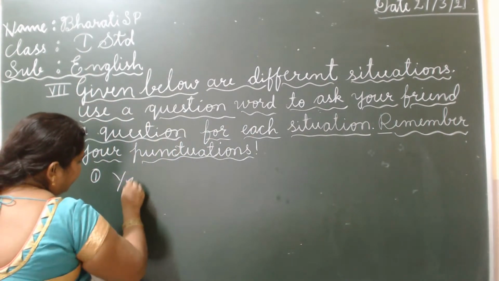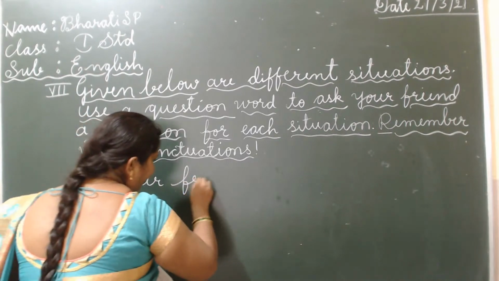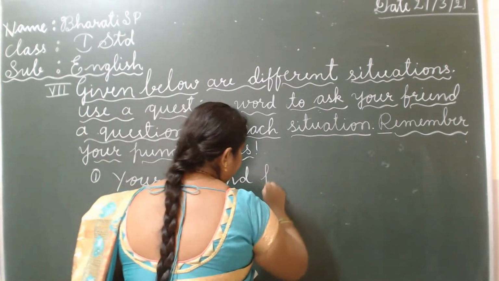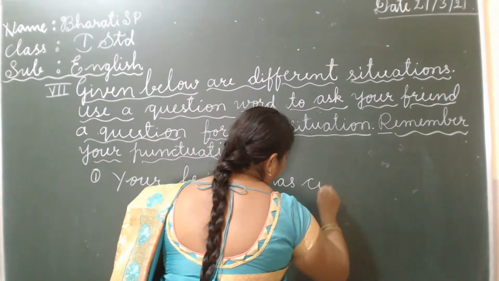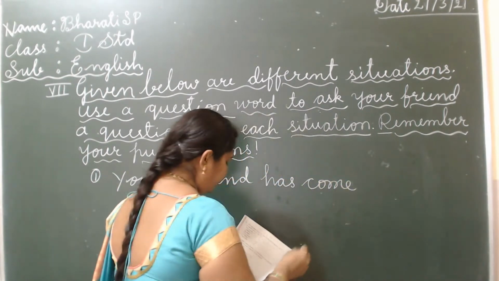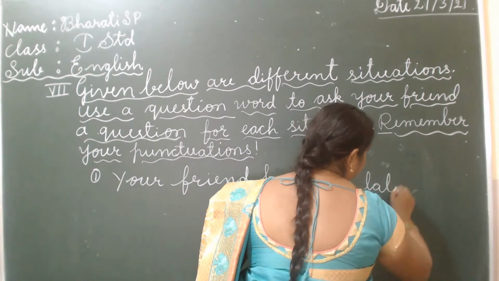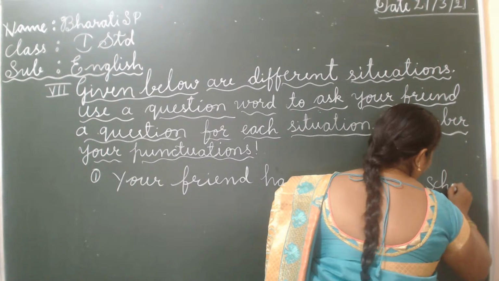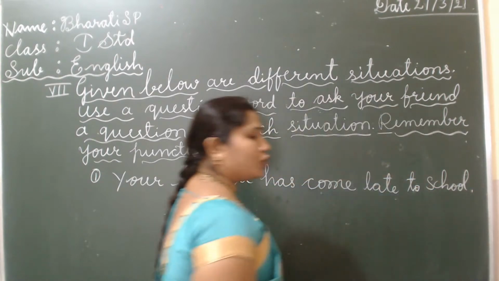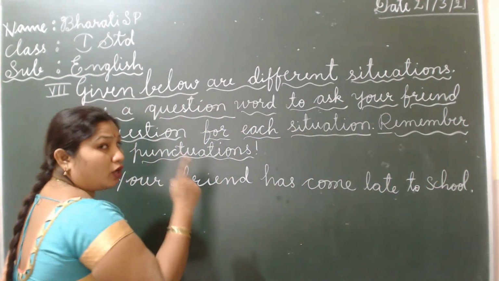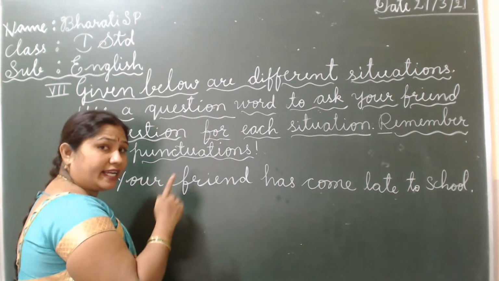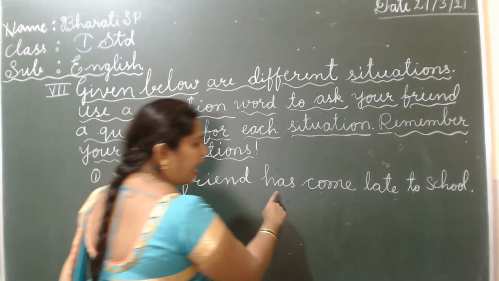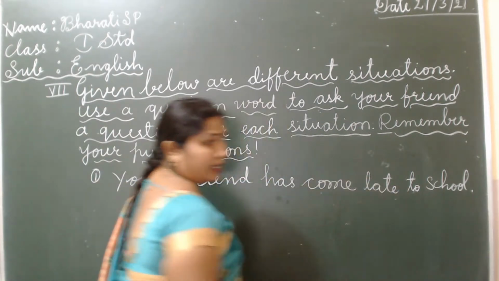Your friend has come late to school. Which situation have I written on the board? Look here and read first. Later, understand and write the question. See here, your friend has come late to school.